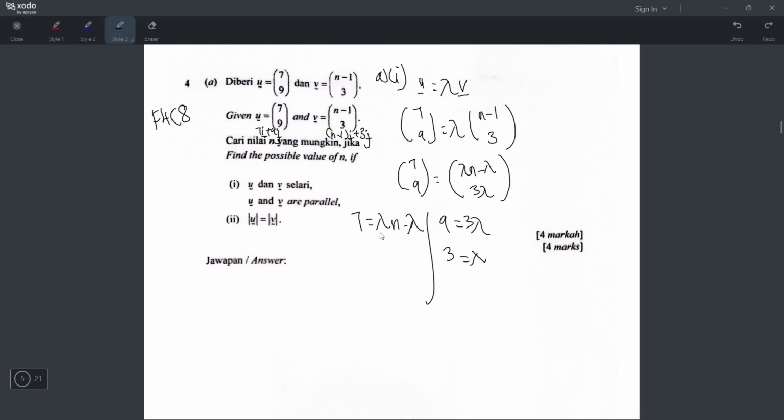9 divided by 3 is 3, and then substitute inside. 7 equals 3n minus 3. So to find n, the minus 3 goes over, becomes plus 3. 7 plus 3 is 10. n is 10 over 3. So that is your answer.